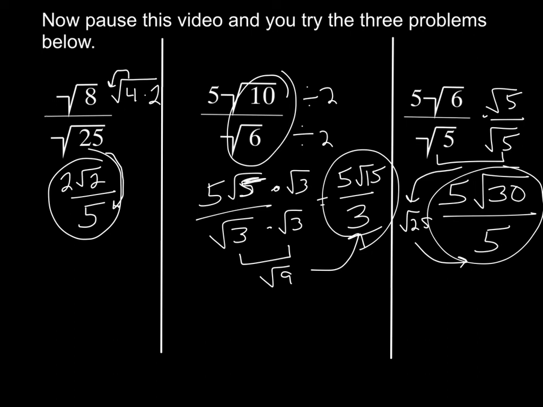but it could have been done. And the last one, because nothing could have been reduced, I went ahead and just multiplied by radical 5 over radical 5, and so that gave me the square root of 25 on the bottom, which turns into 5, and the numerator became 5 root 30, and 30 does not have a perfect square.